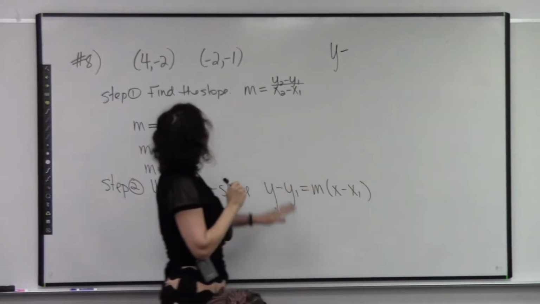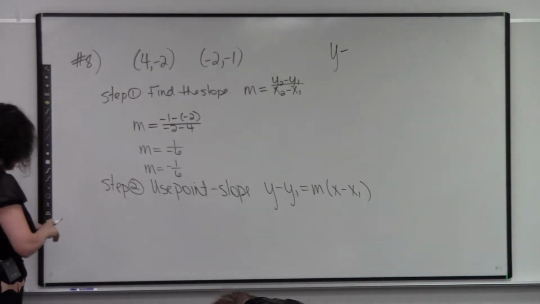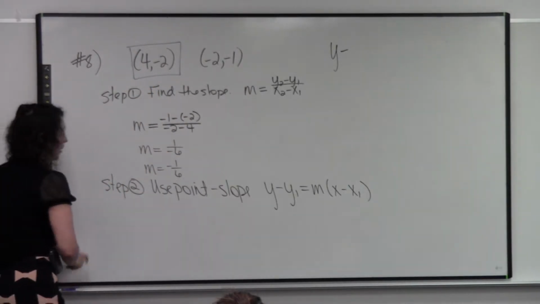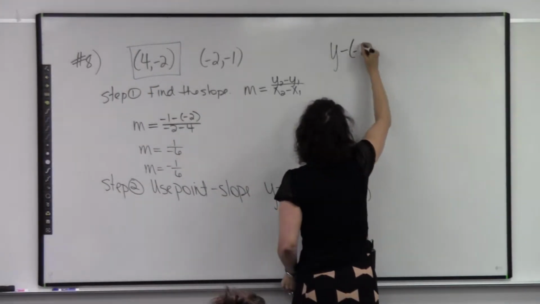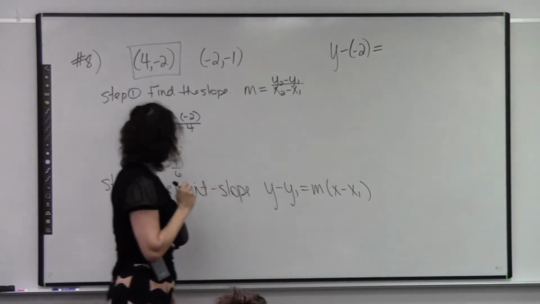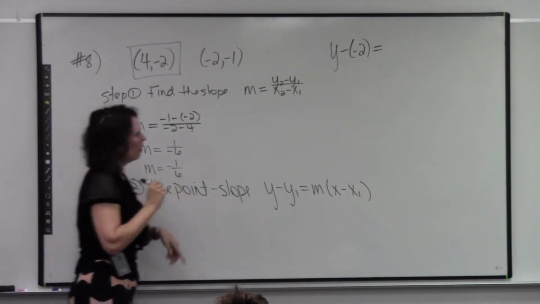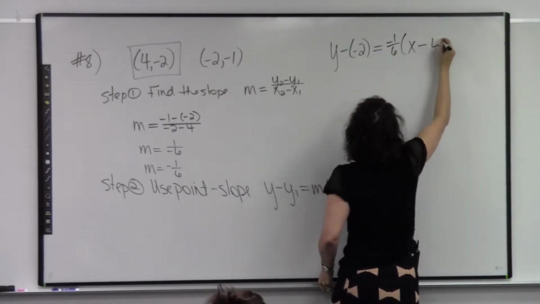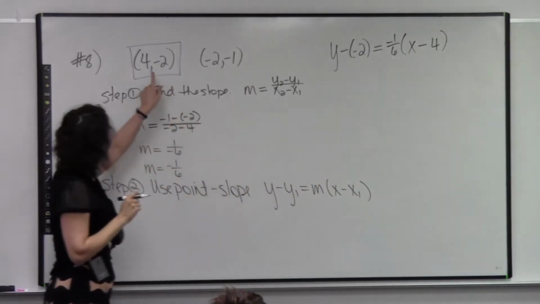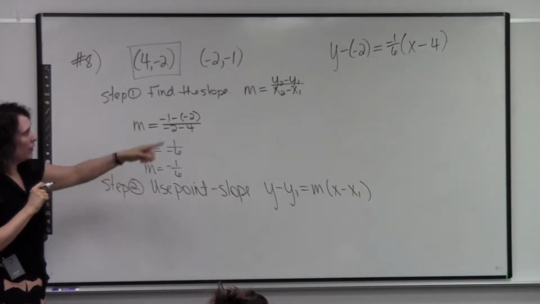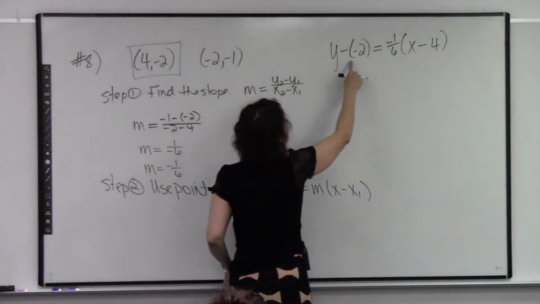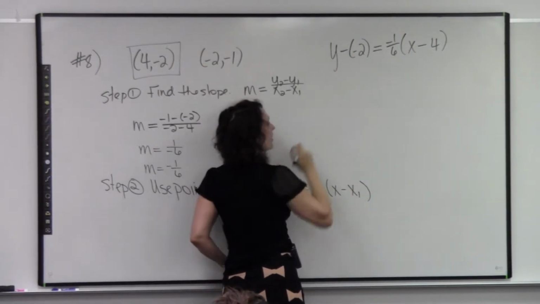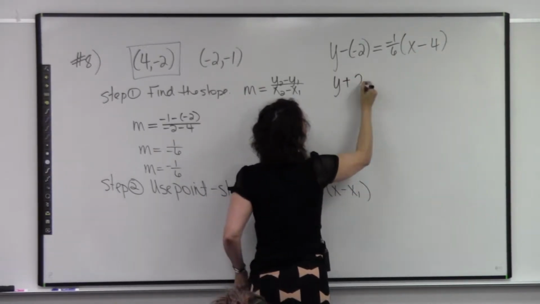So y minus, which point do y'all want me to use? The first one? All right. So assuming we use this one, we have y minus a negative 2 equaling my slope. Where's my slope? All right, a negative 1/6 times x minus 4. Once again, referring to this point and my slope. We need to get rid of, making the signs a little bit easier to work with, as well as getting rid of the parentheses. So subtracting a negative is the same thing as adding a positive.